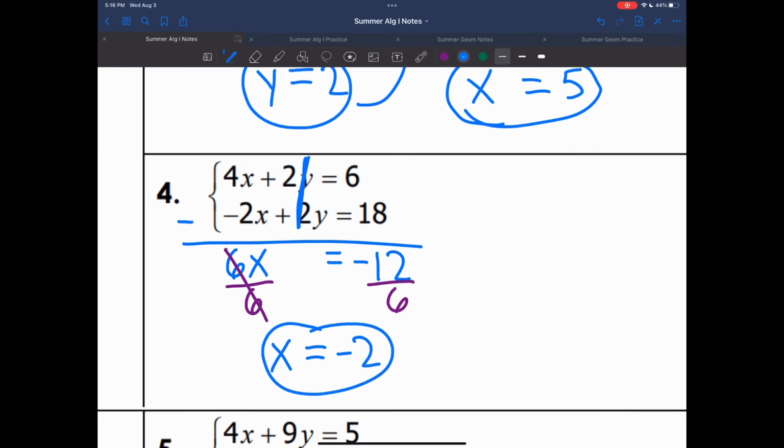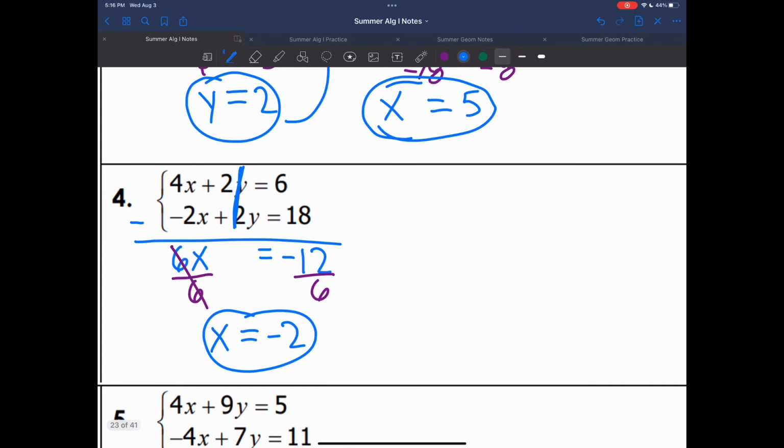Okay, so you've done the hardest part. Now we just substitute it back in to find our y variable. So I'm going to bring it over here. I'm going to pick, I don't know, the top equation maybe, because there's no negatives in it. There's one here. Really doesn't matter. Okay, so I'm going to rewrite the top one. 4x plus 2y equals 6.